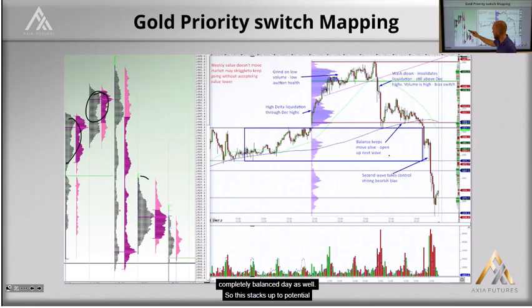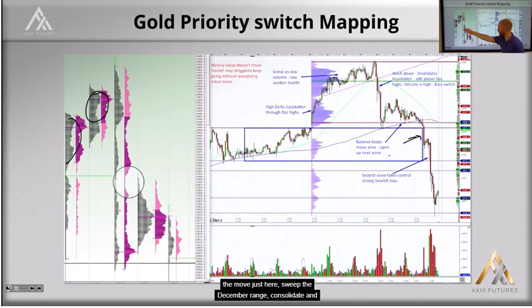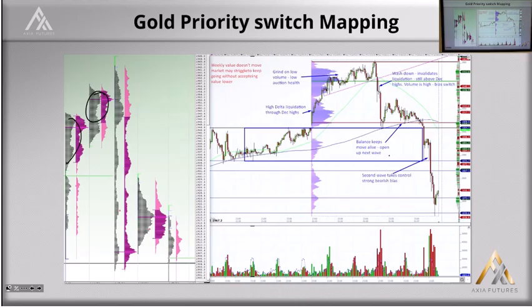This is the completely balanced day as well. So this stacks up to potential for further movement. Brilliant. You can then look, right, inside day, break either direction is going to give us some movement. And you get it. Breaks towards the downside. You can see the top of the move just here. Sweeps the December range, consolidates and goes again.